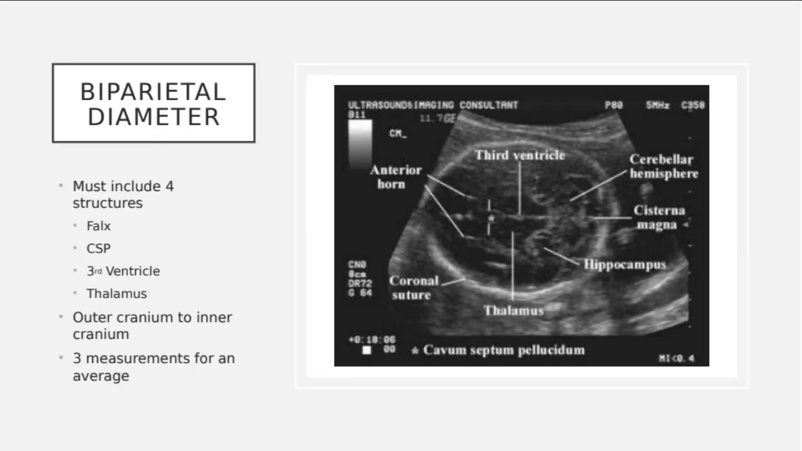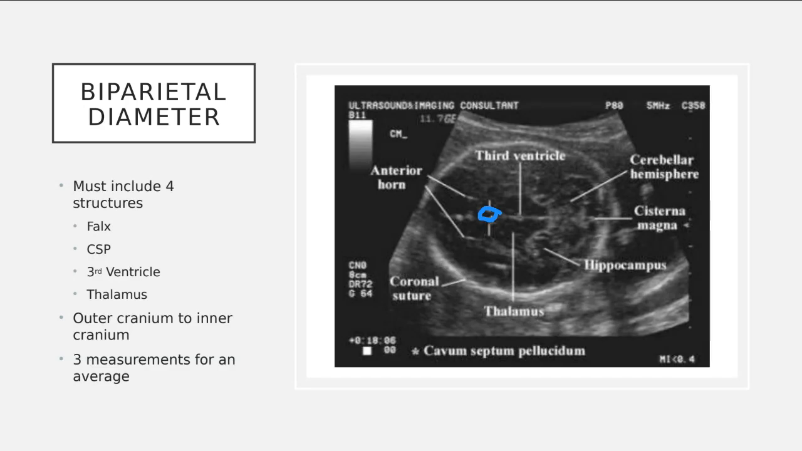Okay, so our biparietal diameter, we said we need to have our falx cerebri, CSP, third ventricle, and thalamus. Thalamus is going to be the easiest thing for you to find. It's going to be your nice butterfly shape right in the middle. With your thalamus, you're going to see your falx cerebri going right through it. Then your CSP is going to come right anterior to it, so towards the front of the baby's head, right between the lateral ventricles. And then you're going to see in the middle of your thalamus, tiny little third ventricle. That's what you are aiming for.